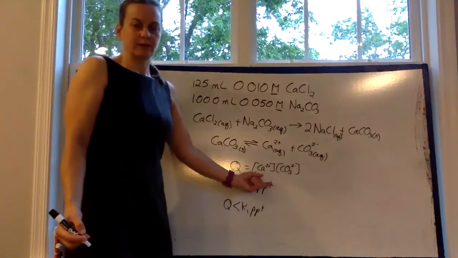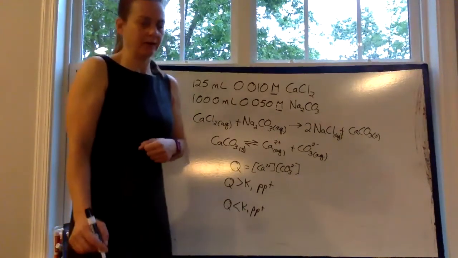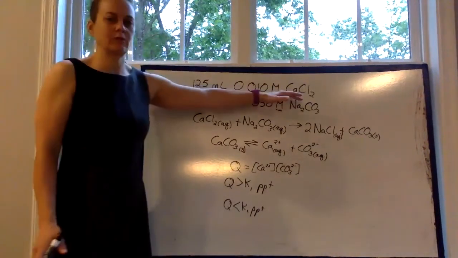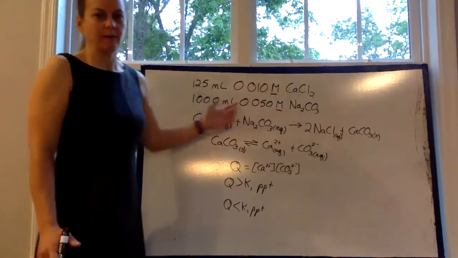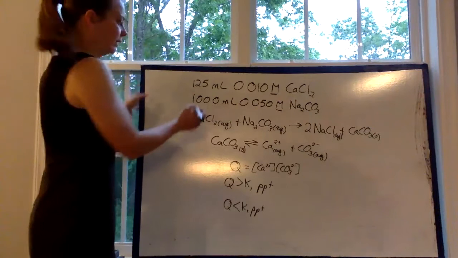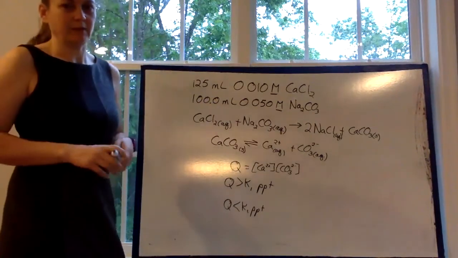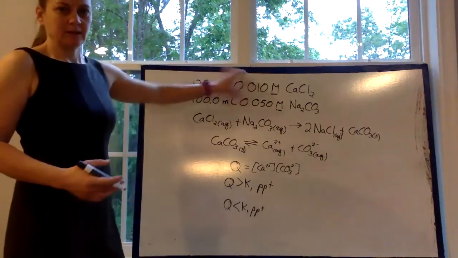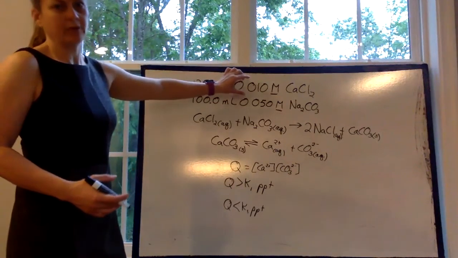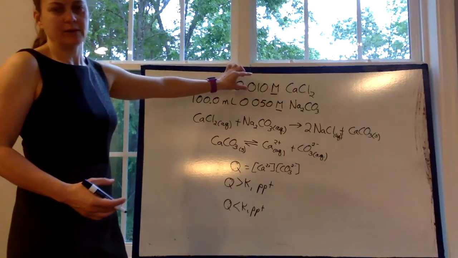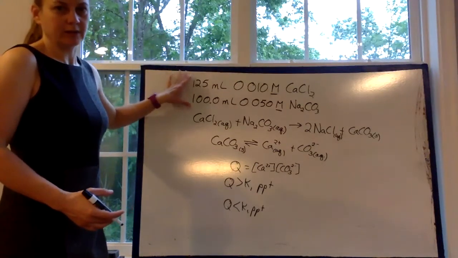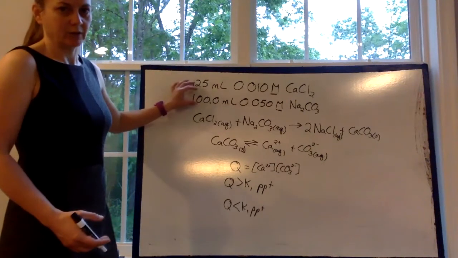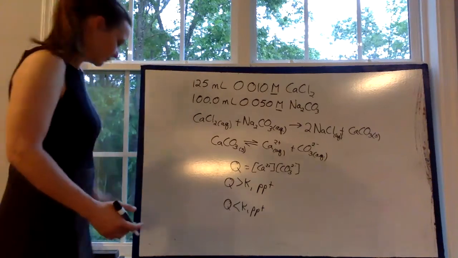That means I need the concentration of calcium ions and the concentration of carbonate ions. I don't have that. I have the concentration of calcium chloride and the concentration of sodium carbonate, but this is before they're mixed, right? So we've got to think about what the concentration is going to be after I mix them. When I mix these two things together, the number of moles of each of the ionic compounds doesn't change, but the amount of water does, because I'm going from 125 milliliters to a combined 225 milliliters, and from 100 milliliters to a combined 225 milliliters.